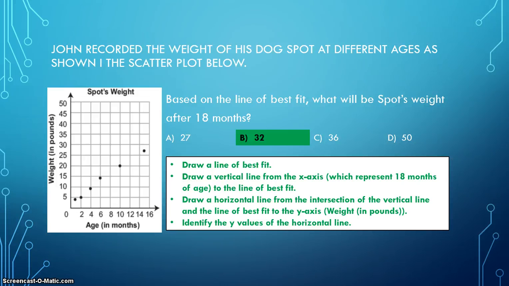First, draw a line of best fit. Then draw a vertical line from the x-axis where it represents 18 months. So you're going to see that 16 is the end, but you go a little bit further and kind of draw a line that's off the graph a bit and see where they intersect. From there, you're going to draw a horizontal line to the y-axis. And once you do that, you can identify the value from the y-axis, and it's going to be about 32. So it's going to be about 32 pounds.